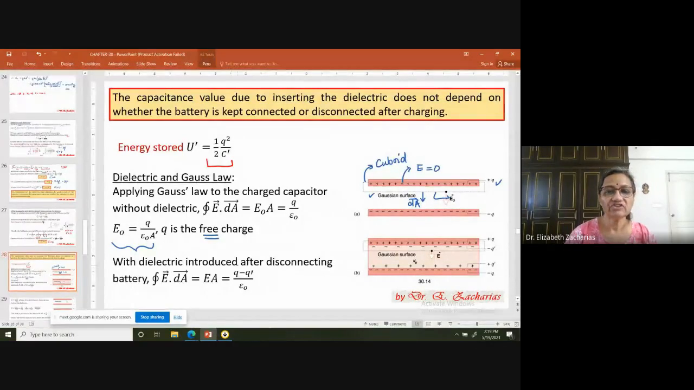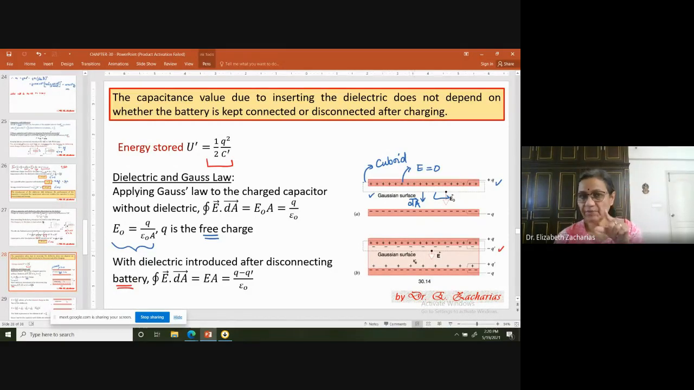The dielectric is introduced after disconnecting the battery. If you disconnect the battery, charge remains a constant. Okay? And what will happen to the slab? The slab will get polarized. The dielectric slab will get polarized. There will be, look at this, there will be a minus Q prime charge on the plate.